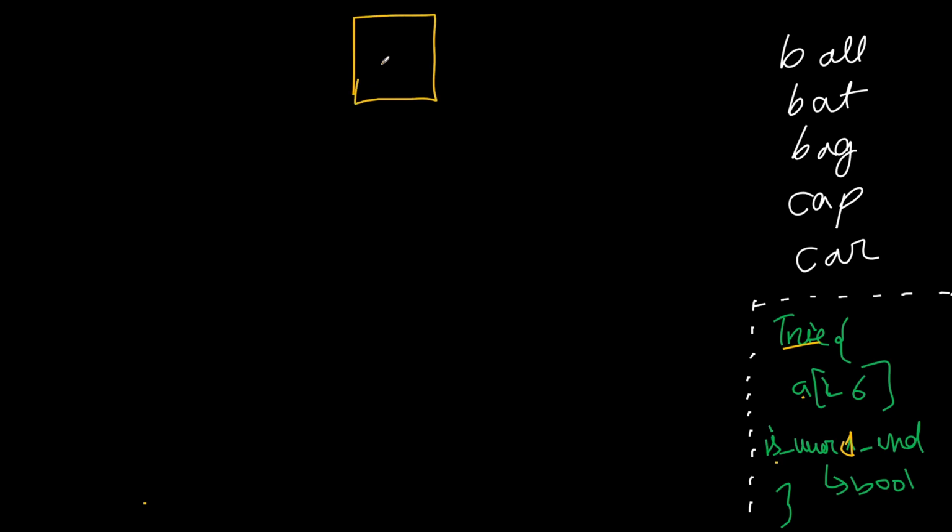Okay, here what will be happening? We will be having is word end, which I will be writing as we, initially false. And there will be this 26 size array having all the space for storing the characters.